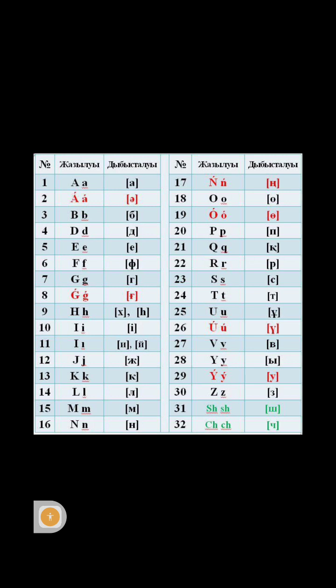17. For example, next, 18, Wo. Number 19, W. Number 20, P. Number 21, Q. Kazakhstan. Kazakh. Q.